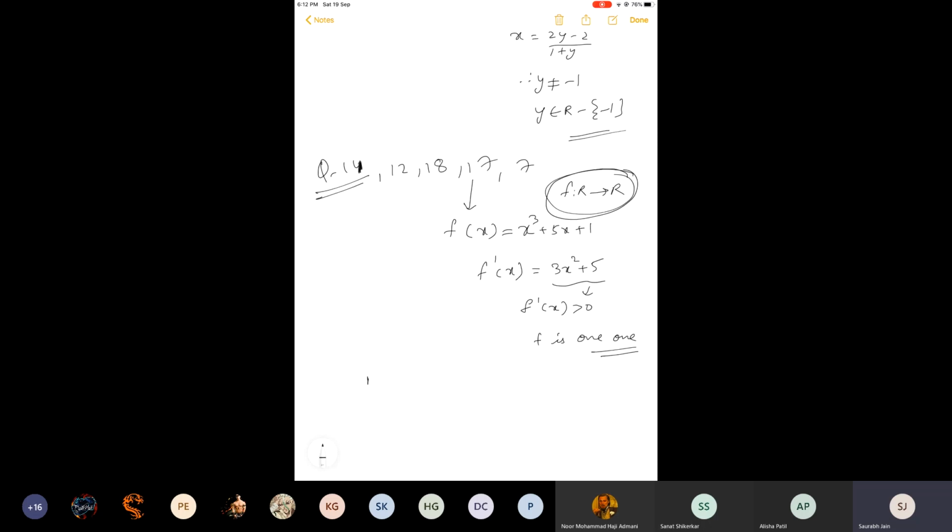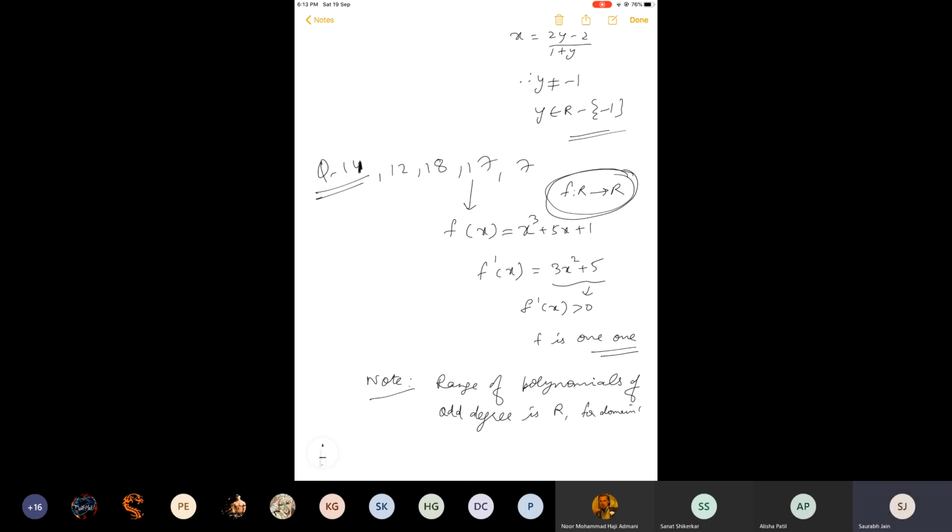And regarding range, we have written a direct note for this. Range of polynomials of odd degree is R, if the domain is R. Range of polynomials of odd degree is R for domain R.